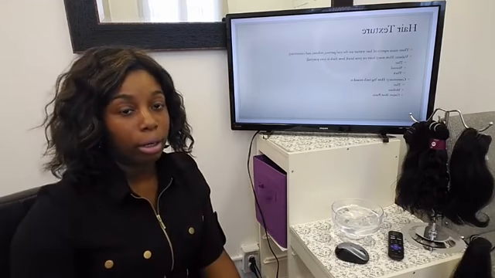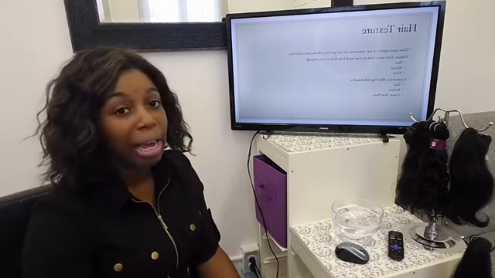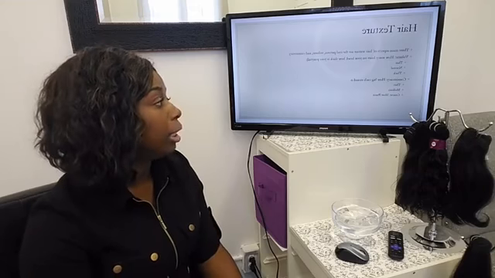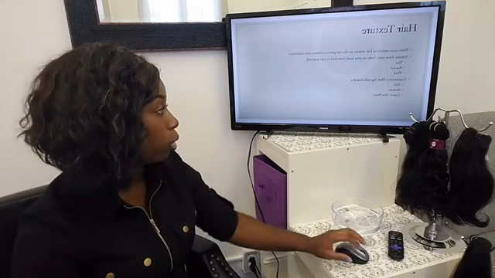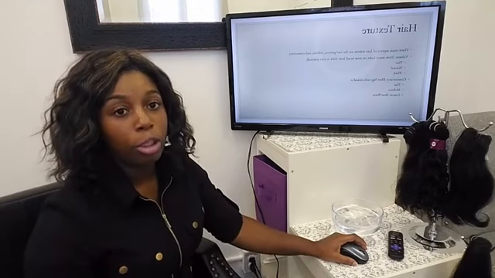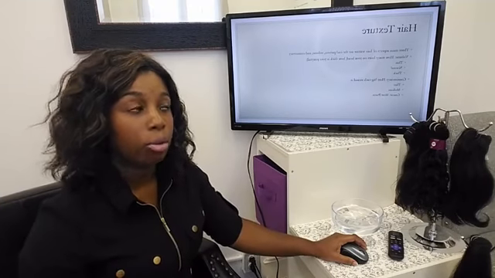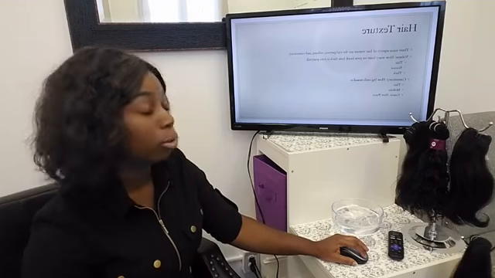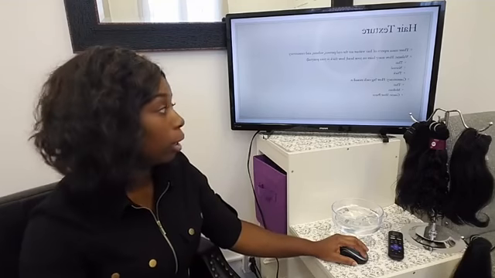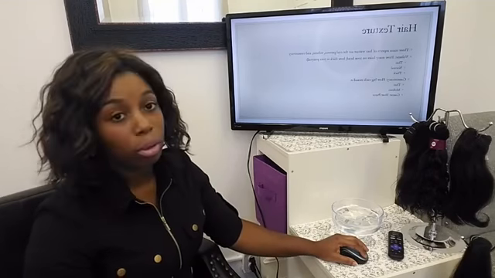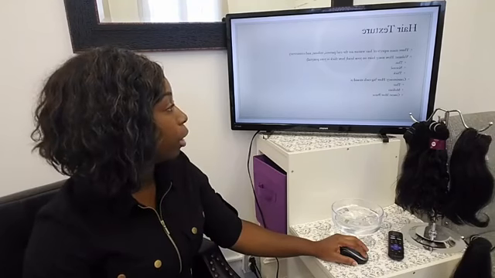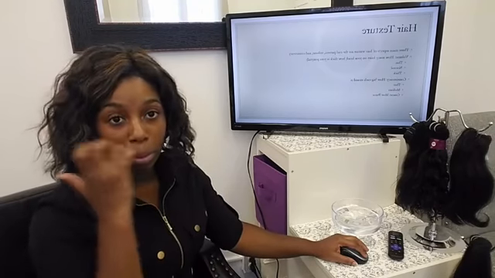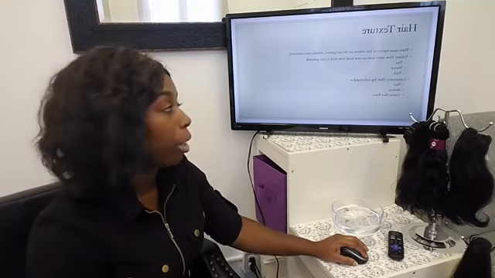Of course, thin hair, some people may say your hair is fine. Medium, and then coarse. Your coarse hair is also your most porous hair, which means it can easily absorb moisture or anything that is actually placed on it. If it's porous, it's also probably going to dry out fast as well, because your pores are open, or your hair shaft is open.